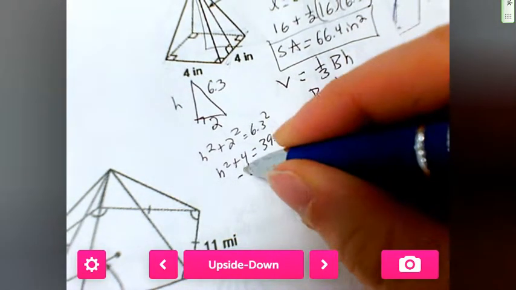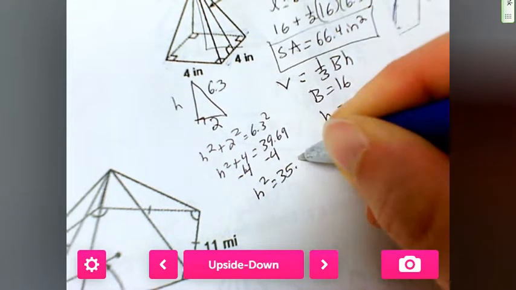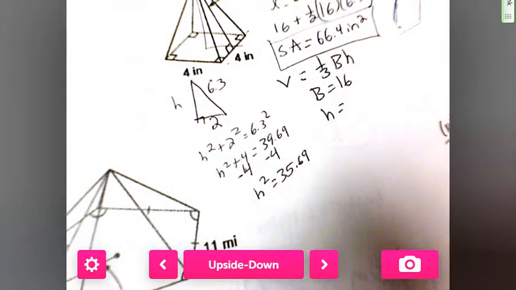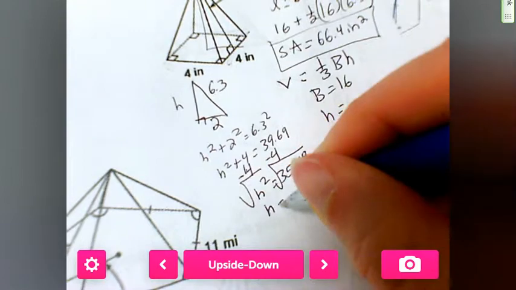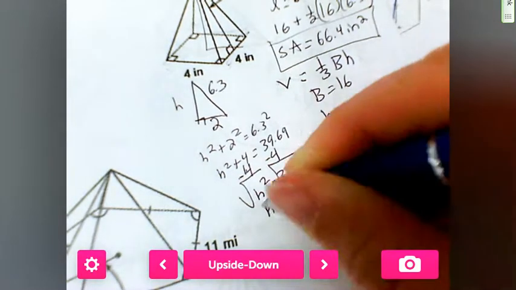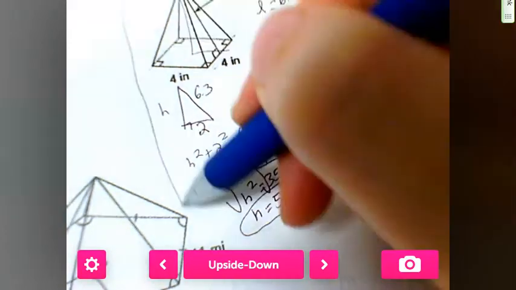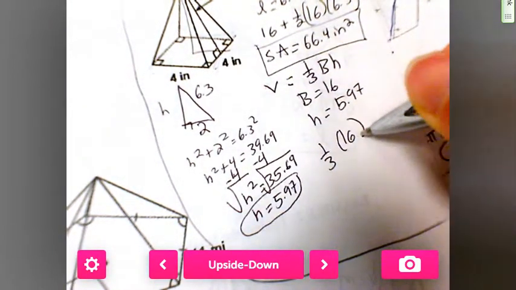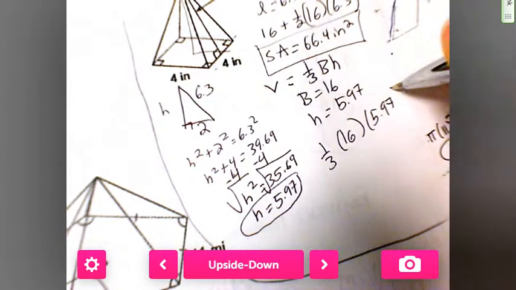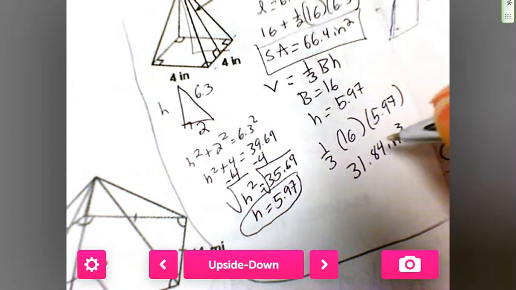Now I'm going to subtract 4. And I get height squared equals 35.69. What do I do now? I've got height squared equals 35.69. How do we get rid of squared? We take the square root. So height equals 5.97. Okay, so that's 5.97. So now, for this problem right here, I'm going to go 1/3 times 16 times 5.97, and I'm going to get 31.84 inches cubed. So that's what the volume equals.